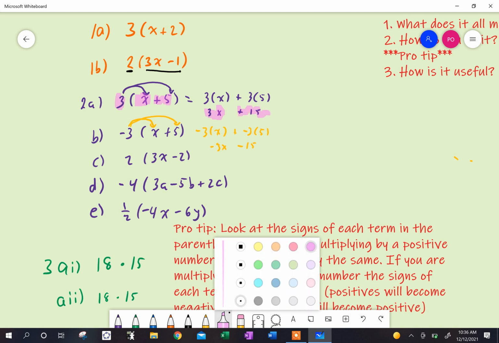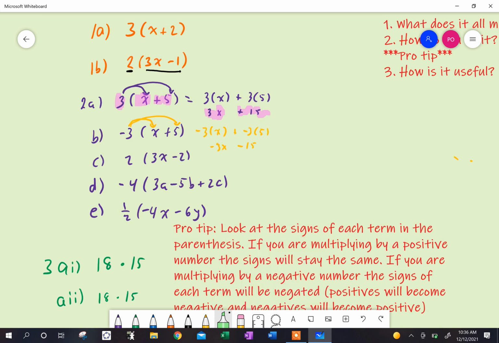But then it says, if you are multiplying by a negative number, the signs of each term will be negated. So here now I'm multiplying by a negative 3. I had a positive x and a positive 5. So now I end up with a negative variable term and a negative constant because it was positive positive, now it becomes negative negative. So basically, if you're multiplying by a positive number, your signs will stay the same.